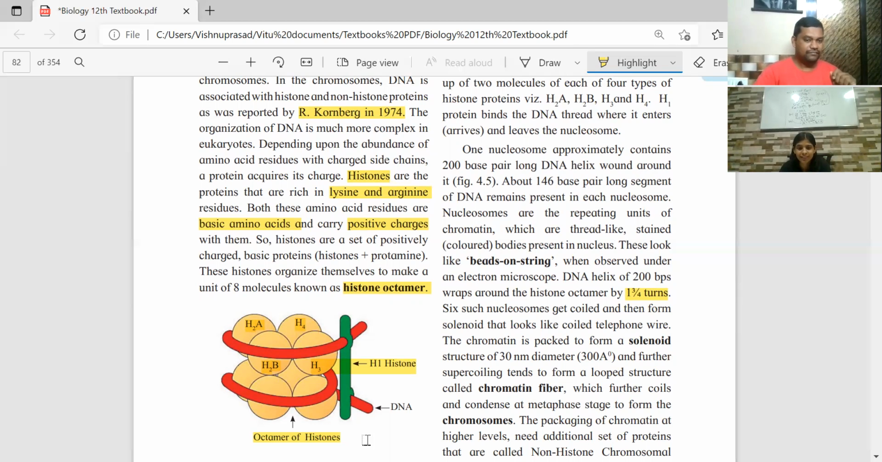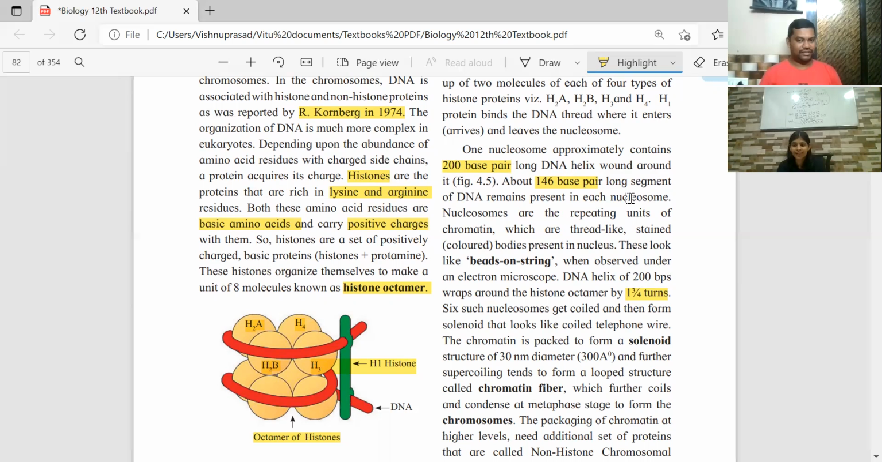एक न्यूक्लियोसोम है. इसमें जो डीएनए प्रेजेंट है that is around 200 base pair long. And it enters the nucleosome 1 and 3/4 and it leaves. So it is 200 base pair long. And around 146 base pair remains present in each nucleosome. जो उसका एक्स्ट्रा थ्रेड पोर्शन छोड़ के जो एक्चुअल न्यूक्लियोसोम में है, that is 146 base pair long.